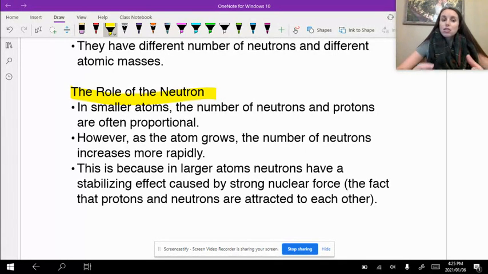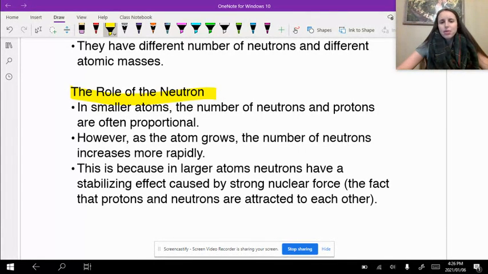So in a small atom, you're going to notice that the number of neutrons and protons are often proportional. What that means is in a small atom, the number of protons often equals the number of neutrons. You'll probably remember this from your grade 9 Bohr-Rutherford quiz, right? When you're trying to memorize the number of neutrons, it was very often the same as the number of protons, or it was one off. However, as the atom grows, you're actually going to see the number of neutrons increase more rapidly.